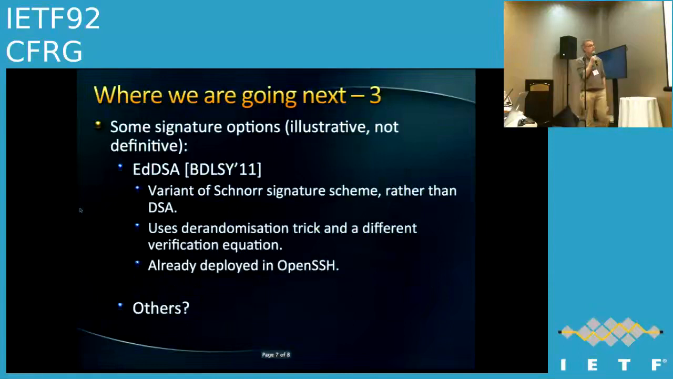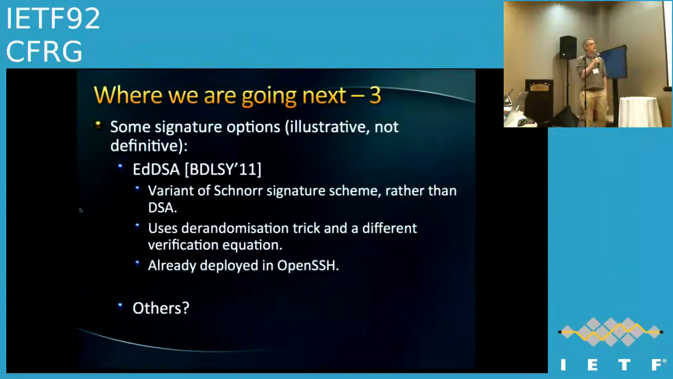Next slide, please. A third option is to use the EdDSA signature scheme. This was developed by a bunch of people. I guess the B is for Bernstein, the L is for Lange. The other ones I can't remember right now, so apologies if anybody's here from that set of authors. It's not a DSA-like signature scheme, it's more like a Schnorr signature scheme. This combines the de-randomization trick and a different verification equation. It has some computational advantages because it avoids an inversion during signing, and this is actually already deployed in OpenSSH, so there's some usage experience out there in the real world. And I mentioned the question mark for others, because there might be other things that people here want to consider.